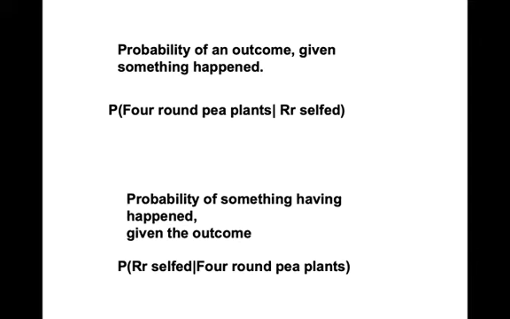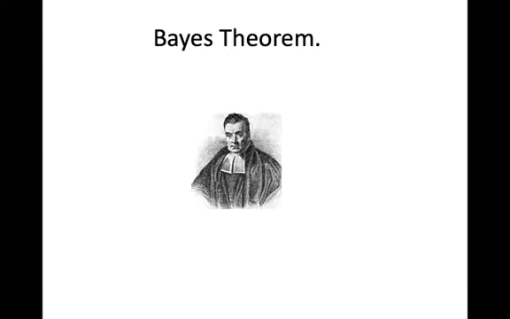But this type of inverted probability is a little bit different, because what you're actually saying now is, what's the probability of something actually having happened? What's the probability of the condition given the outcome? So in this case, instead of asking the probability of getting 4 round pea plants given that this genotype selfed, it's asking what's the probability that it was that genotype that selfed, given that there are 4 round pea plants. And this gets to something called Bayes' rule, or Bayes' theorem.